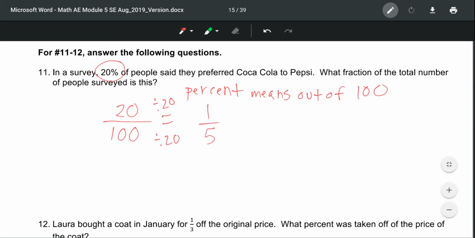So you can divide the numerator and denominator by 20, and you get 1/5. So that means that this would be 1/5 of the total people surveyed.